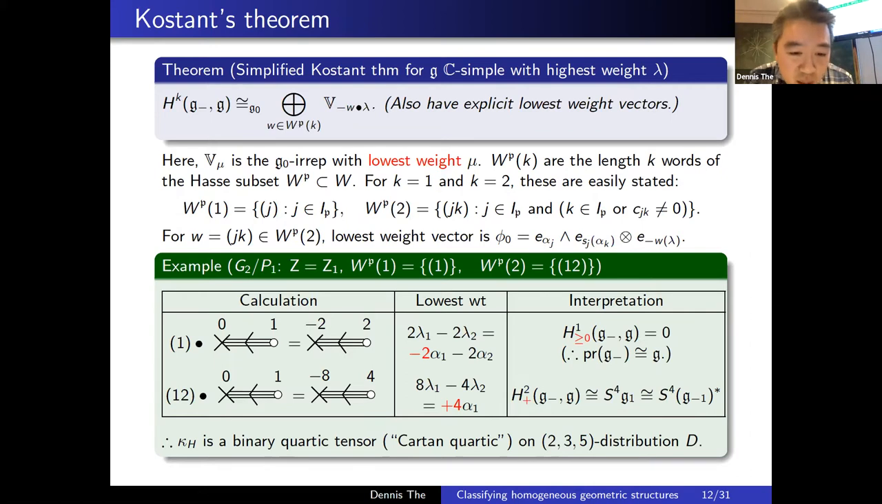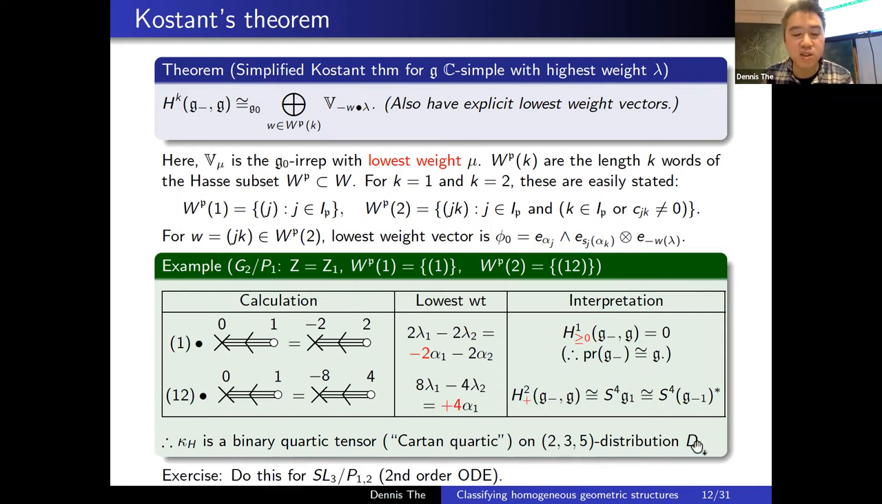Kostant's theorem was not available to Cartan at the time in 1910, but this is one way of getting at the structure of this harmonic curvature part extremely quickly. Okay, kappa H, one deduces from this, is a binary quartic tensor. So this is called the Cartan quartic on this 235 distribution D.